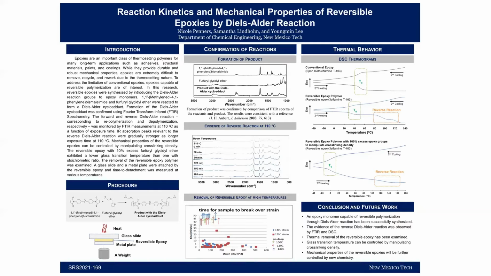The purpose of this research is that reversible epoxies address a lot of the weaknesses conventional epoxies have. Conventional epoxies are typically very difficult to remove, recycle, and rework. Reversible epoxies make that a lot easier because you could just heat up the epoxy or apply light to the epoxy, and then you could easily remove the epoxy from whatever it's attached to, supposedly.